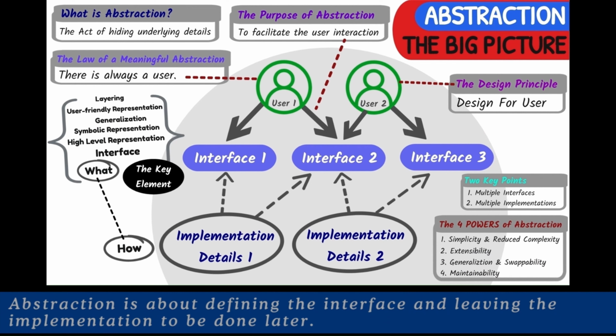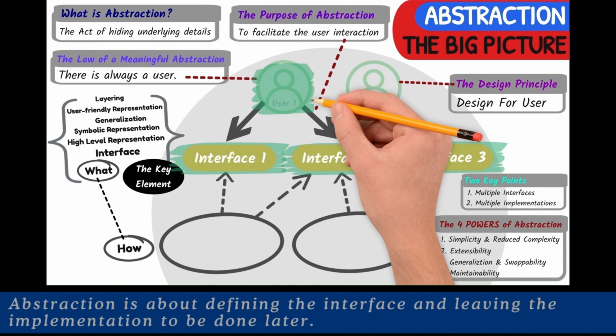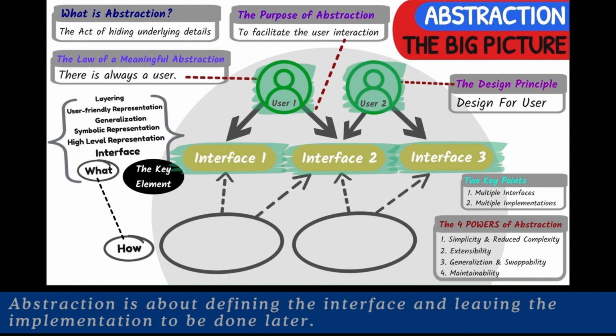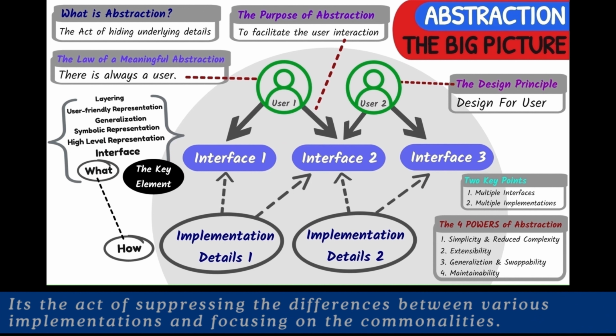Abstraction is about defining the interface and leaving the implementation to be done later. This suggests a development approach that is specifically enabled by abstraction. Define the interfaces first. Start writing the client code while using those interfaces, and then fill the implementations later or in parallel. That's one special benefit made possible by abstraction. It's the act of suppressing the differences between various implementations and focusing on the commonalities. Again, this emphasizes generalization. Finally, while all of these are partially correct, none of them shows the big picture.